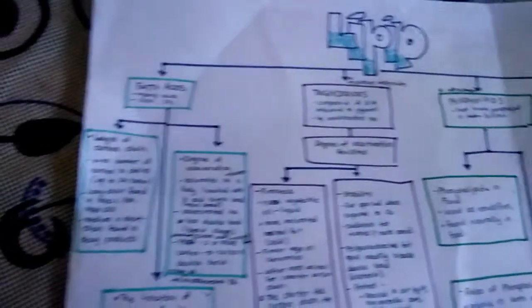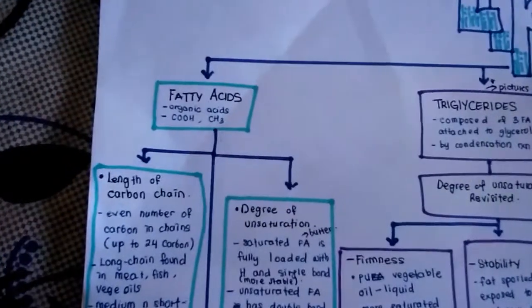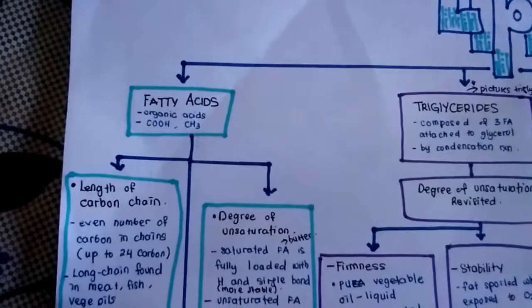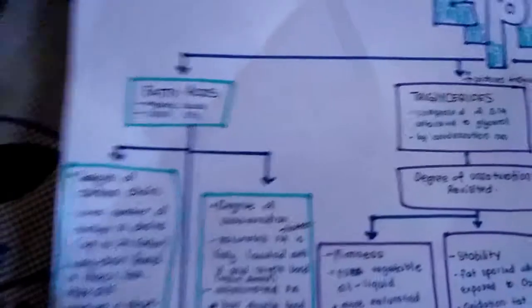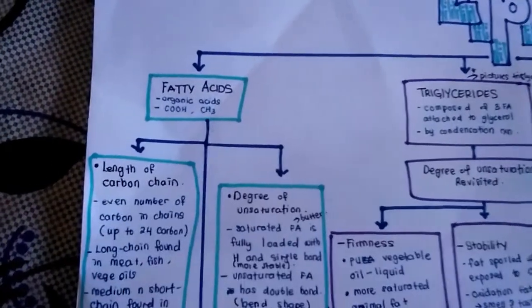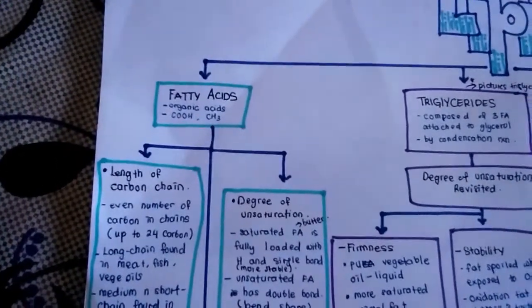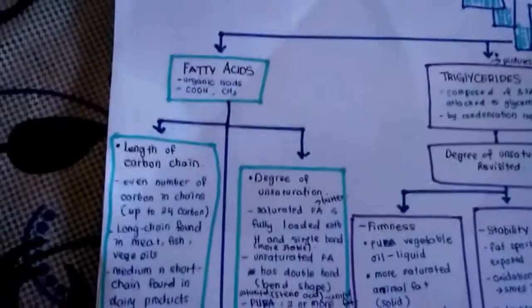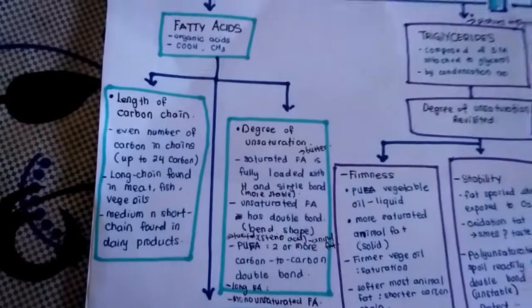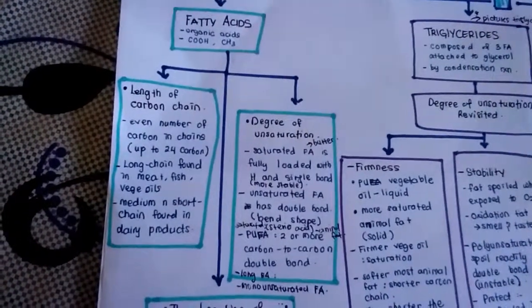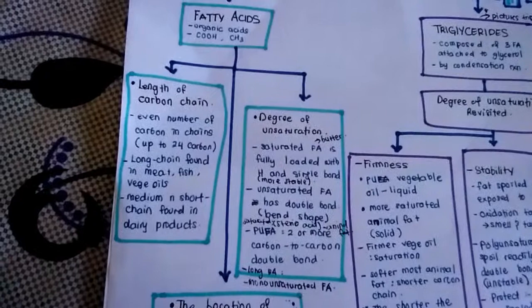A component of lipid is fatty acid. Fatty acid is an organic acid and has COOH at one end and a methyl CH3 at the end of the chain. So for the length of the carbon chain, fatty acids have an even number of carbons in the chain.